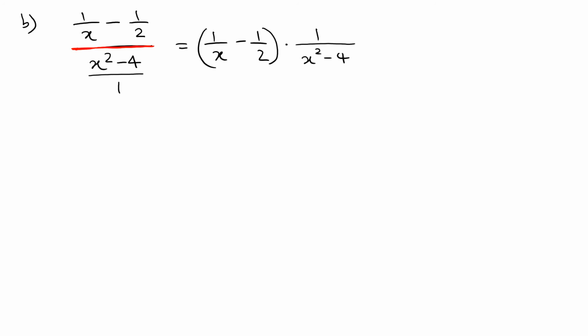You can see that we flip over the fraction, because in the first one we have x squared minus 4 divided by 1, and now we have 1 over x squared minus 4. But you can see that x squared minus 4 is still sitting in the denominator. That's the easy way to think about it.